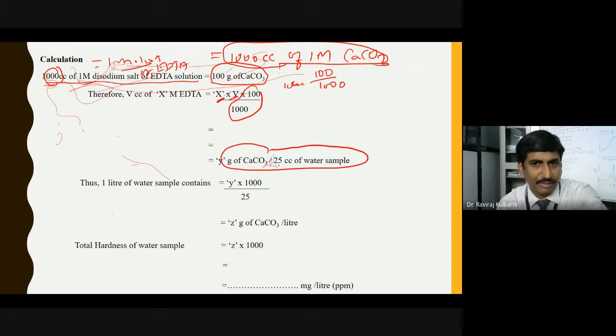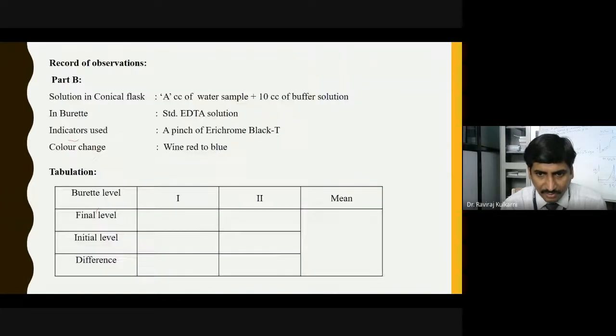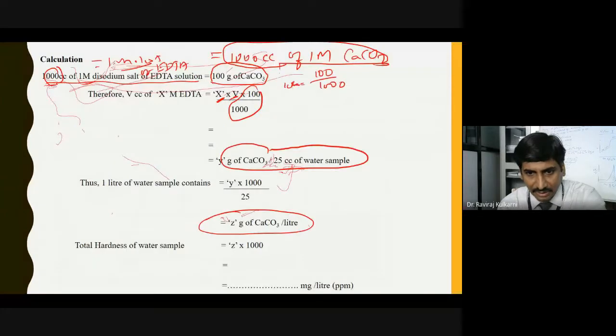Okay, per 25 ml. You are putting 25 ml of water sample, but you have prepared how much? Per liter you have to tell, no? So multiply by 1000 divided by 25. So per 1 liter, what do you get? Z gram of calcium carbonate. Okay, so what do you get? 1000 Z gram per liter actually it is.